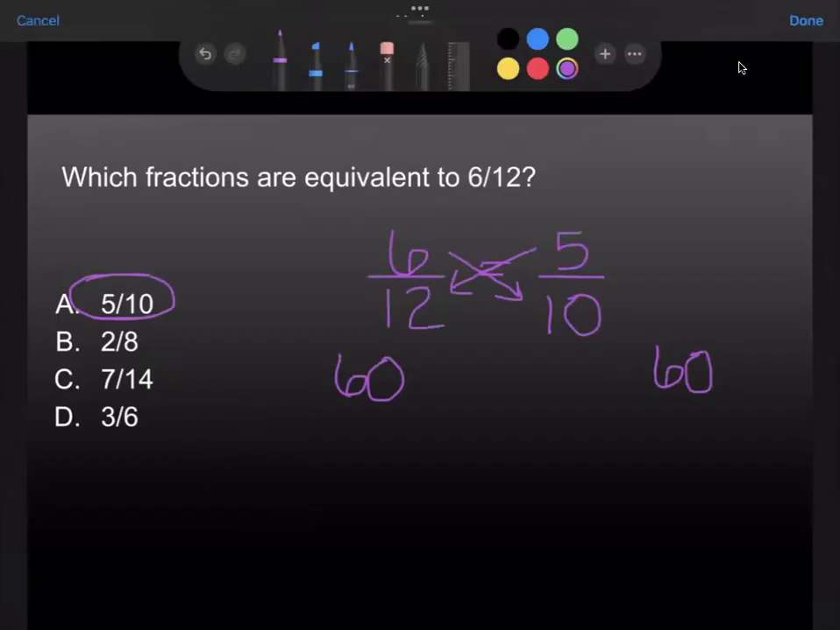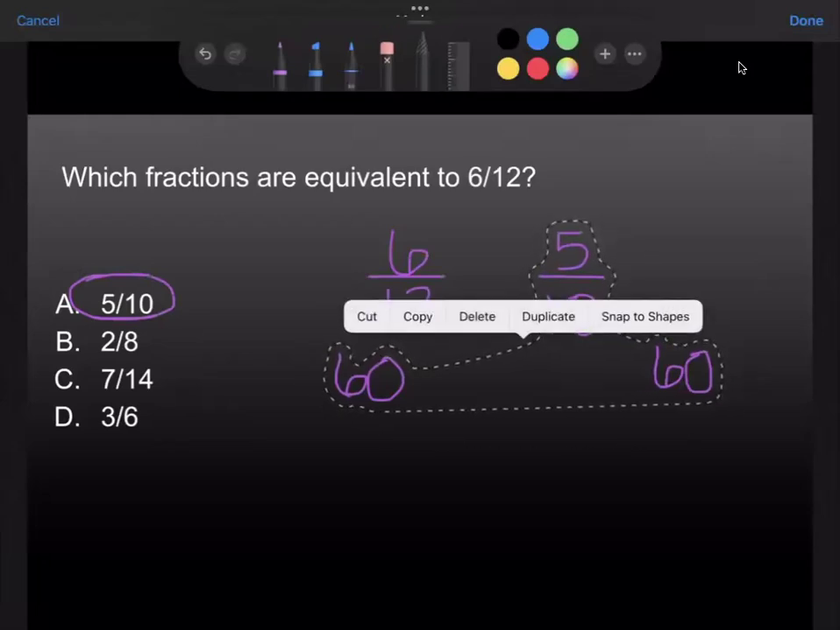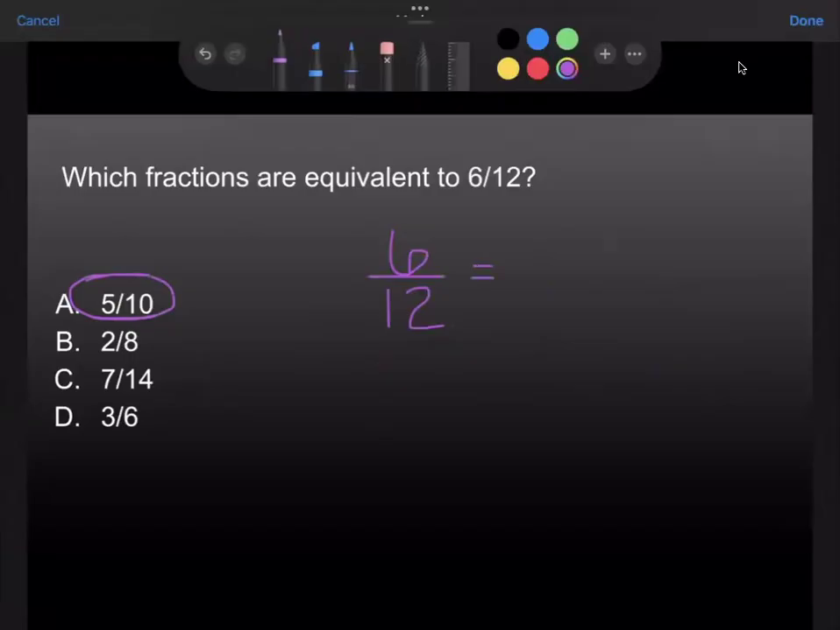All right, let's look at some of those other choices. Let me erase here. Okay, is 6 over 12 equivalent to 2 over 8? This one's a little bit easier for me to see because I can go from 6 to 2 by dividing by 3. So if I divide 12 by 3, do I get 8? No, I don't. 12 divided by 3 should be 4, not 8. So that does not work. So that means 2 over 8 is not equivalent.